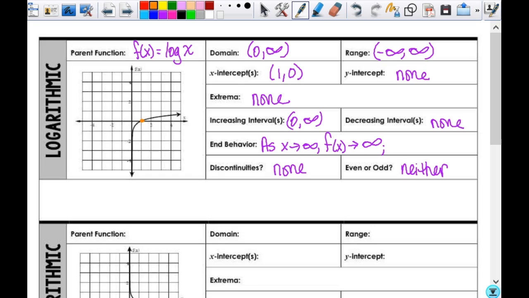Log base 10 of 10 is 1. Log base a million of a million is 1. Okay, so it's 1. So we can't put it on the graph, but it's 1. And so then if I'm here, this is a good point for me on this one. If log base 10 of 10 is 1, what do you think would give me a -1? 1/10.